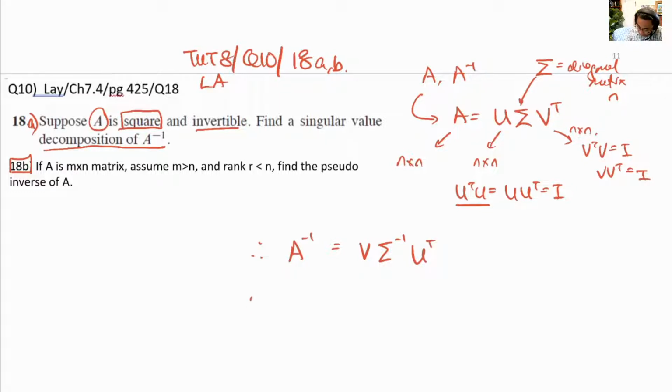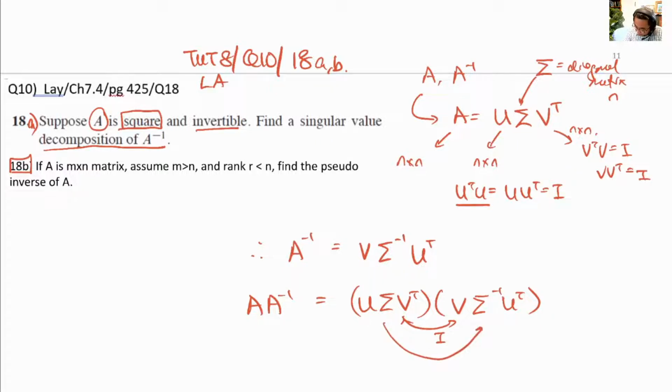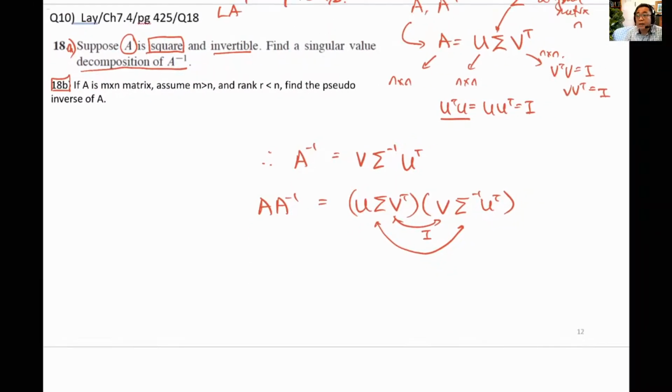Let us see why this is true. A times A inverse is equal to U sigma V transpose V sigma inverse U transpose. This will cancel because this is I. This will cancel because, again, the diagonal entries multiplied by their inverse is nothing but I, and this is again I. Therefore, this is equal to I. This is for the right hand side.